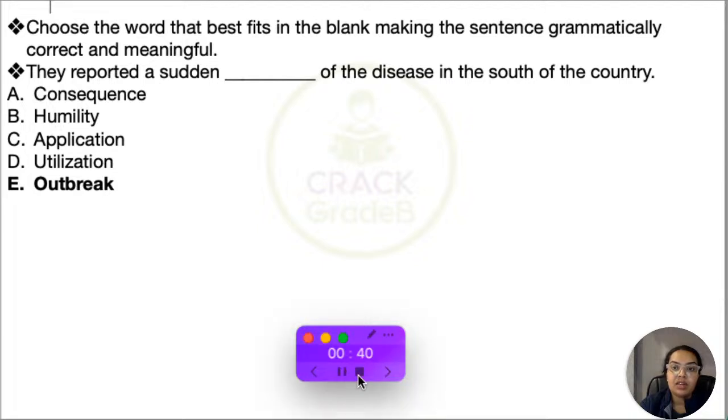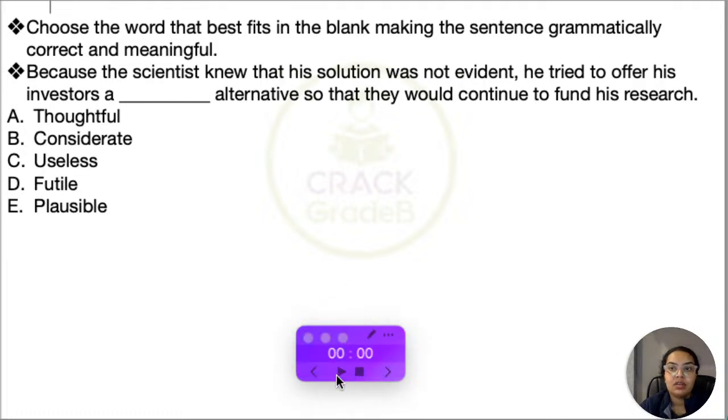Break, so they reported a sudden outbreak of disease. Disease का एकदम से फैल जाना कहलाता है. It's not a consequence. तो दूर दूर तक कुछ भी नहीं. Application, utilization, nothing to do with this sentence.